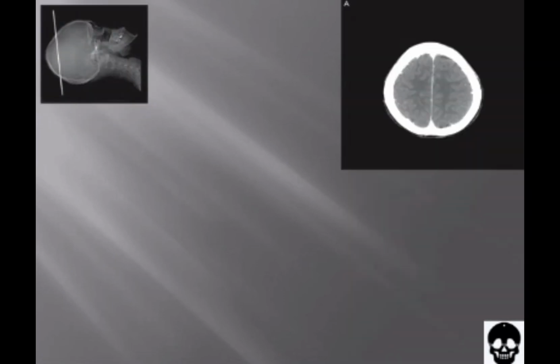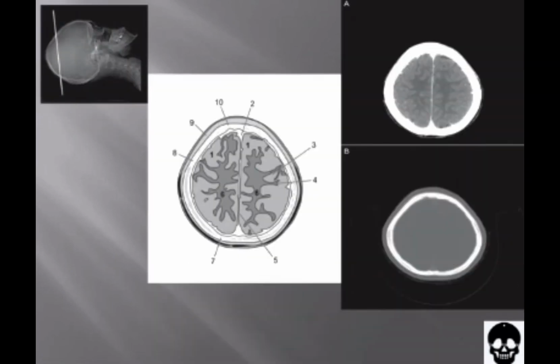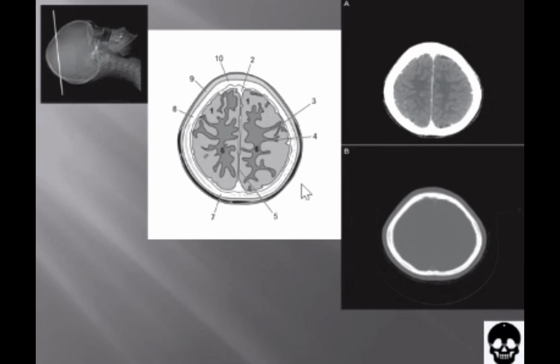Last image. Anatomy. Number 1 is the frontal lobe. Number 2 is the superior sagittal sinus. Number 3 is the precentral gyrus. Number 4 is the central sulcus. Number 5 is the falx cerebri. Number 6 is the parietal lobe.